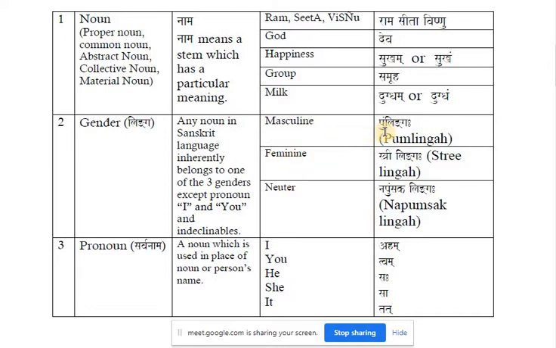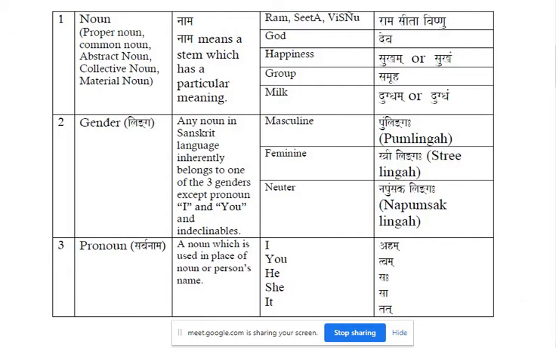Masculine is called Pumlinga. What is it called? Pumlinga. Then feminine is called Strilinga. And neuter is called Napumsakalinga. Right? These terms you need to remember in the Sanskrit language. Masculine noun, feminine noun, neuter noun, but in Sanskrit, Pumlinga, Strilinga, Napumsakalinga.